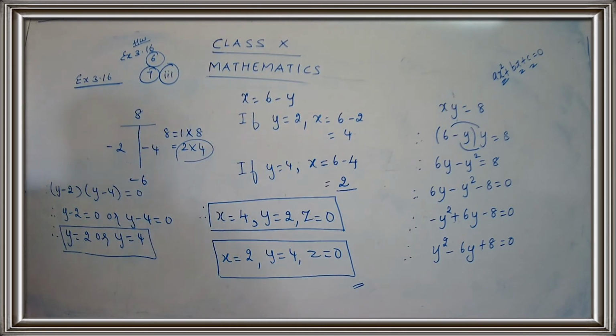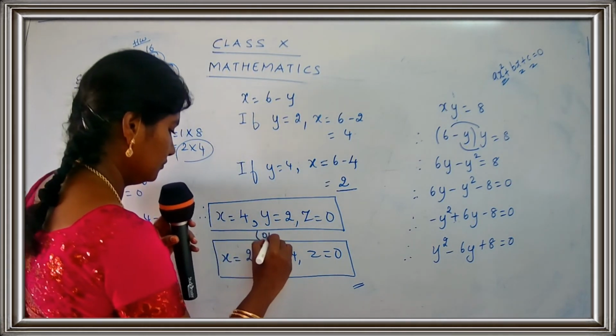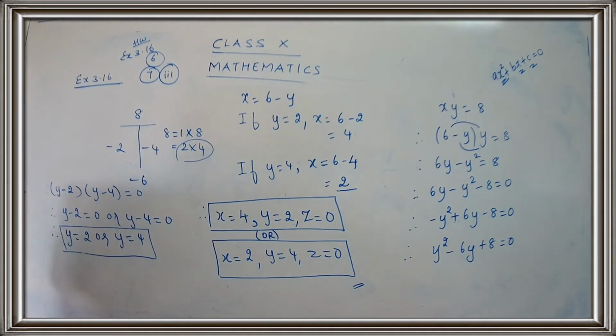You can just put your OR. X is 4, y is 2, z, because we have taken two values for z, yes children? So if you have two values for y, you get two values for x. So we have found the value for x, we have found the value for y, and also we have found the value for z. With this, we complete our exercise 3.16.